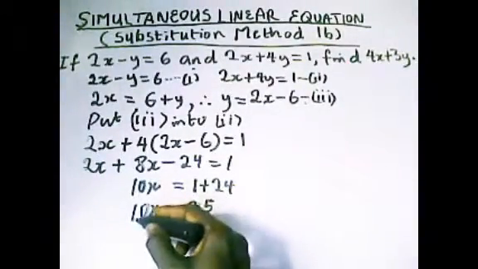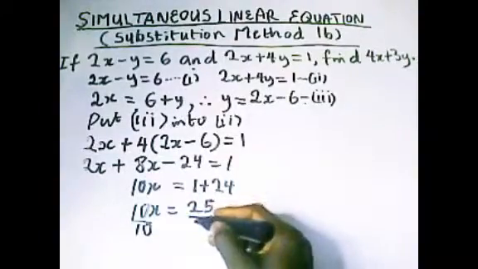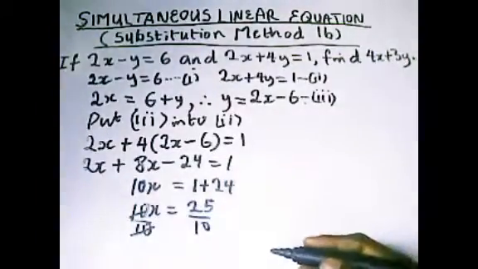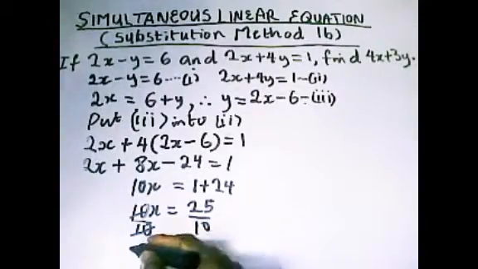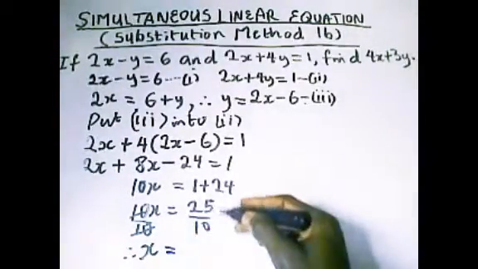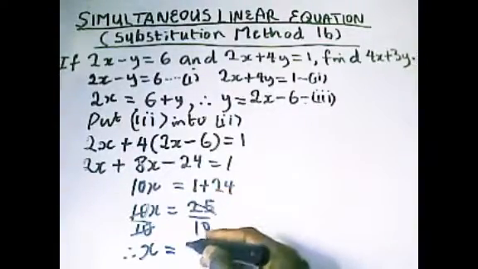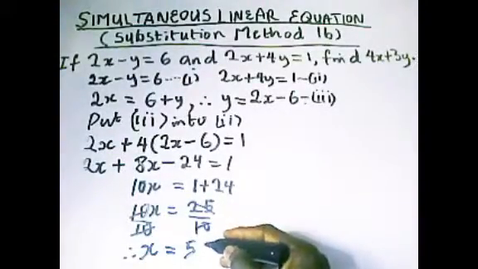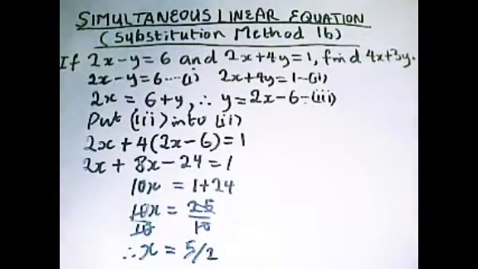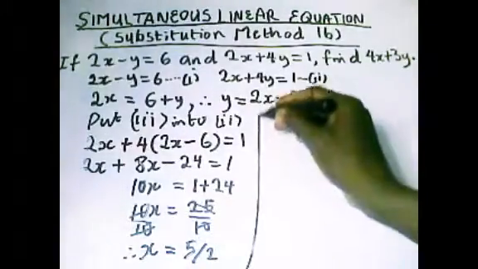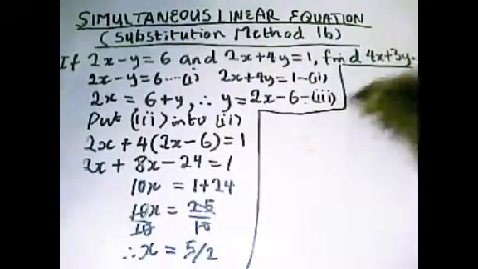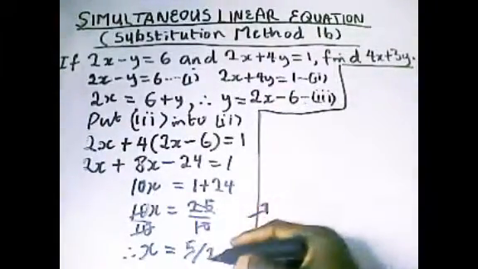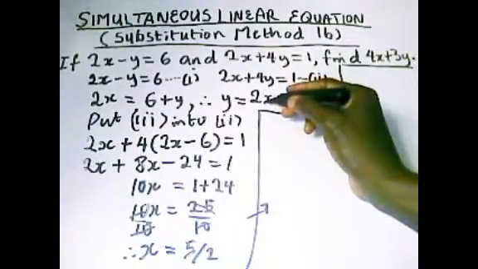Now at this point we are going to divide both sides by 10, since we are looking for x. If we do so, you are going to have the final value for x: 5 will go into 25 5 times, and into 10 2 times. So we have 5 upon 2 for the value of x. Now we need to get the corresponding value for y. So we are going to put this value for x into equation 3 to get our y.